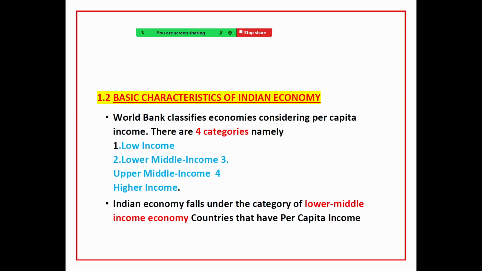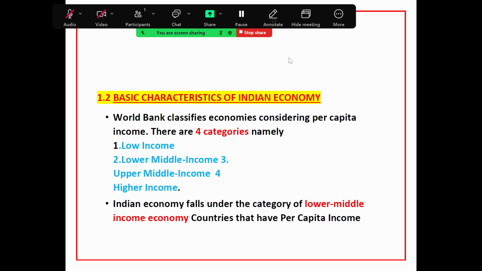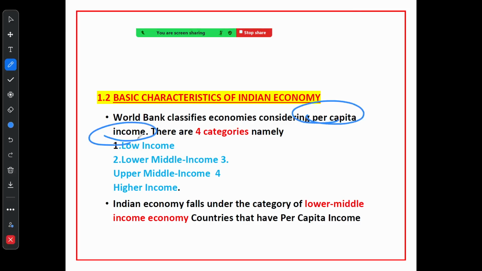Imagine trying to figure out how rich a person is. One way is to look at how much money they earn each year. For a country, we look at the average money earned by each person. That is called per capita income. You see this word? This is called per capita income, which means the average amount of money earned by each person.